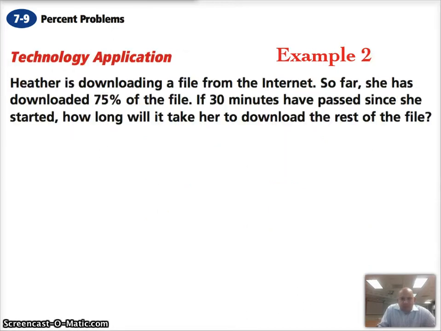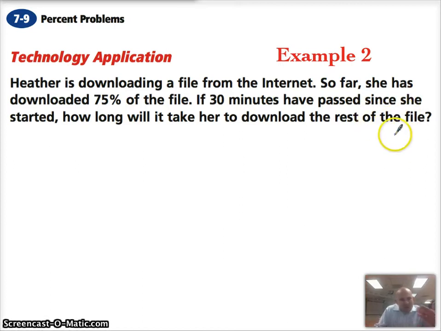Next. It says Heather is downloading a file from the internet. So far, she has downloaded 75% of the file. If 30 minutes have passed since she started, how long will it take her to download the rest of the file? So far, Heather's downloaded 75% of this file. It's taken her 30 minutes since she started. How long will it take her to download the rest of the file?